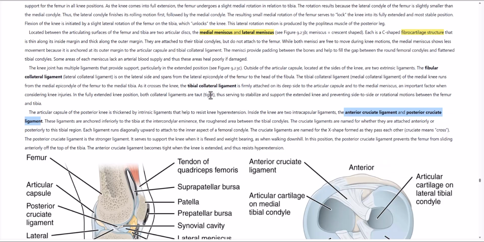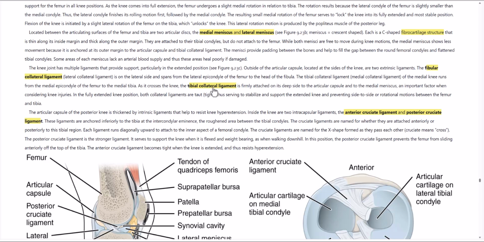In these terms, tibio-collateral ligament and the fibular collateral ligament, we have a C term, right? For the fibular and the tibial collaterals, the C word is collateral. In the ACL and the PCL, the C word is cruciate. Cruciate is a term that means cross. So we're going to see that the anterior cruciate ligament crosses in front of the posterior cruciate ligament. That will help you remember that they crisscross.